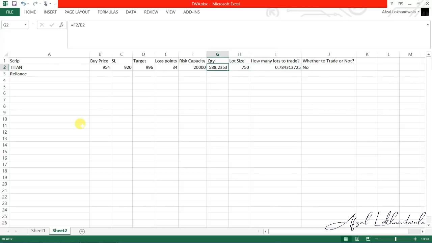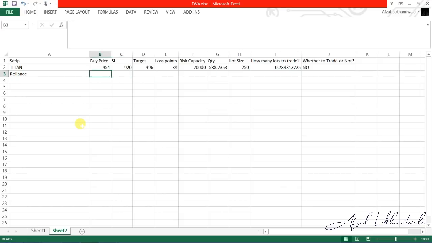But since the risk per trade is exceeding 20,000 here, if you buy 750 quantity, that is just one lot, then the risk you are taking is 750 multiplied by 34, that is 25,500. But the actual risk you are supposed to take is 20,000. So this trade is exceeding your risk limit. So will you take this trade? No, you will not take this trade.